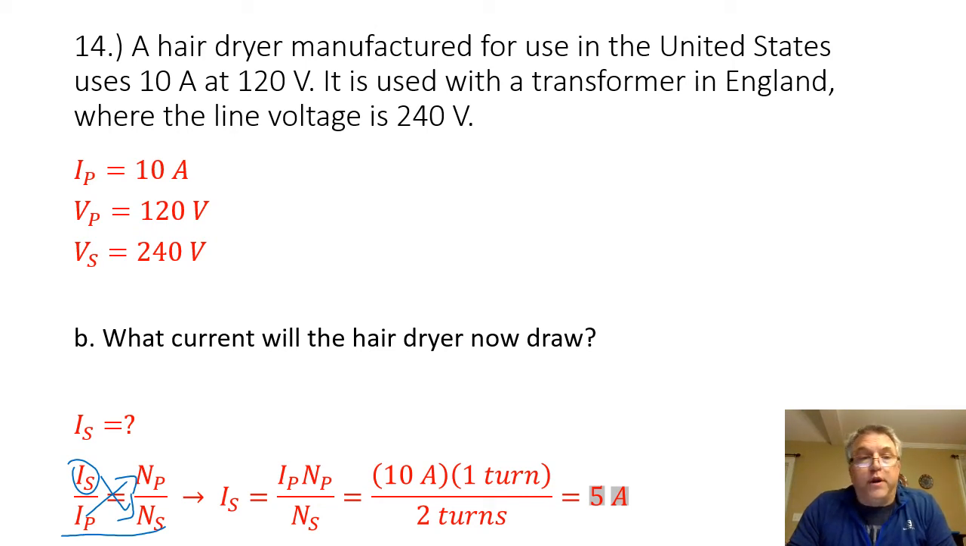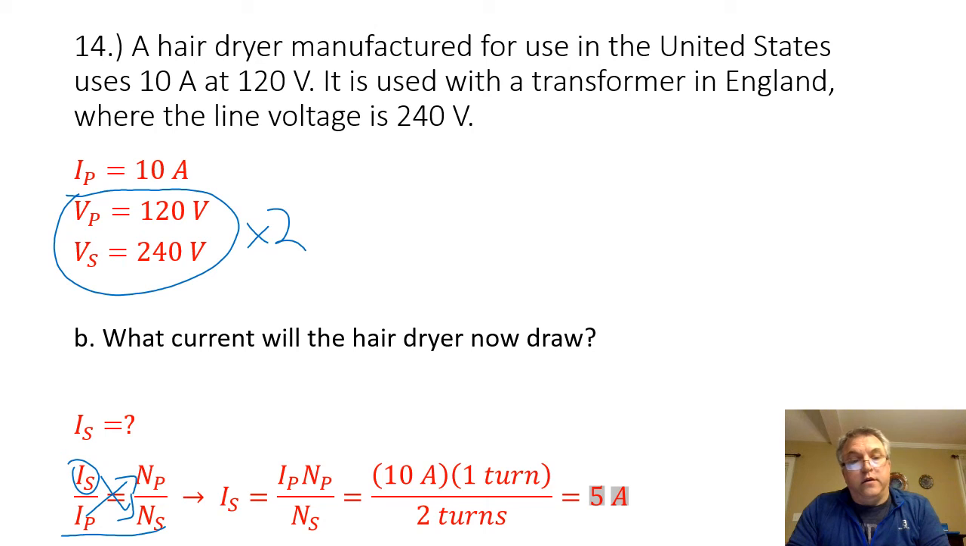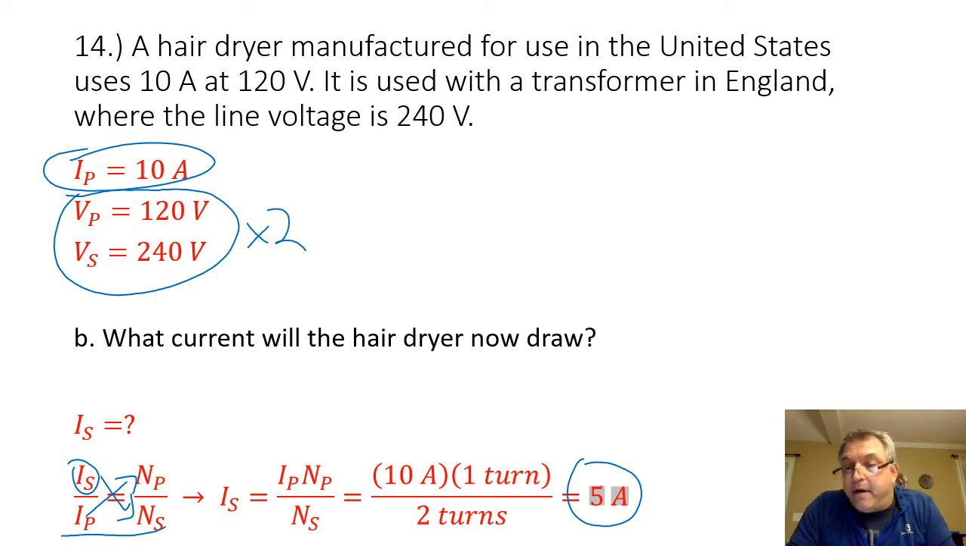A couple of things I want to point out here. Note that the secondary voltage is double the primary voltage. And note that my primary current is 10 amps, my secondary current is 5 amps. It's half, because remember, the voltage is directly proportional to the number of turns, and the current is inversely proportional to the number of turns. So because my voltage doubled, my current needs to be cut in half, or reduced by 50%.